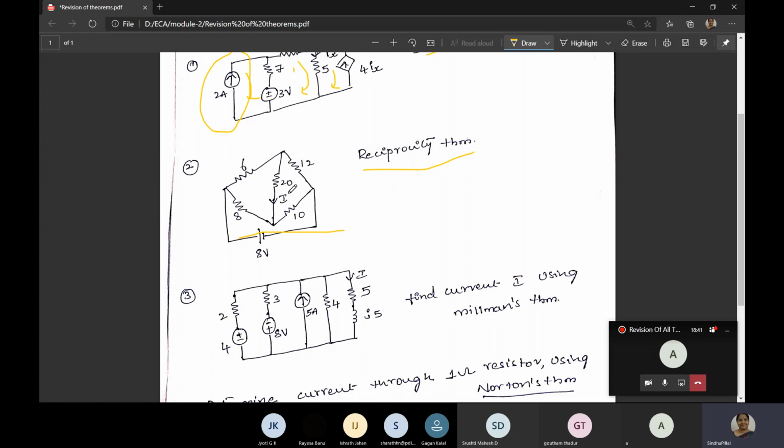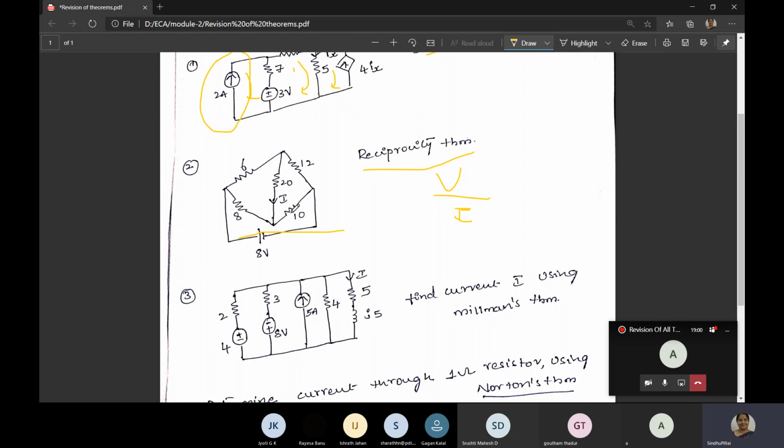Just the excitation and response have to be interchanged, and you have to take the ratio, that is V by I ratio. When you take the V by I ratio, if you get the same answer, then the reciprocity theorem is proved. That is one important thing in the reciprocity theorem.